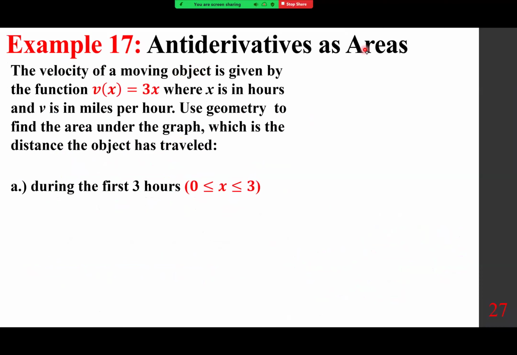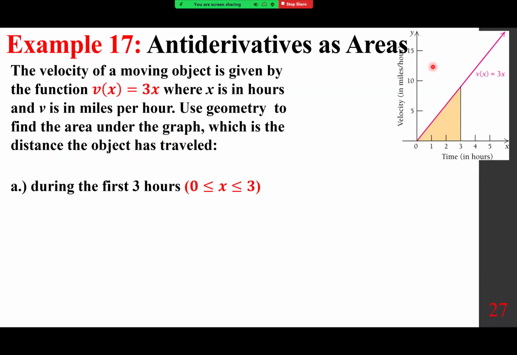Antiderivatives as areas. The velocity of a moving object is given by the function v of x equals 3 times x, where x is in hours and v is in miles per hour. Use geometry to find the area under the graph, which is the distance the object has traveled during the first 3 hours, from 0 to 3. So as you know, y equals 3x is a line that goes through the origin, and we just want the first quadrant.